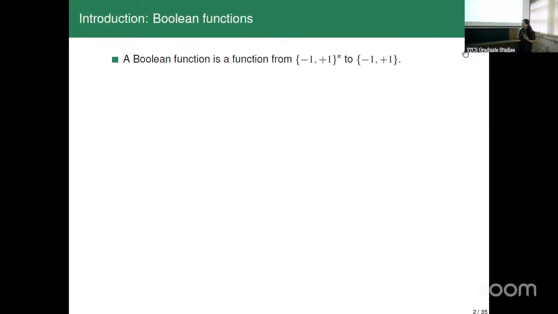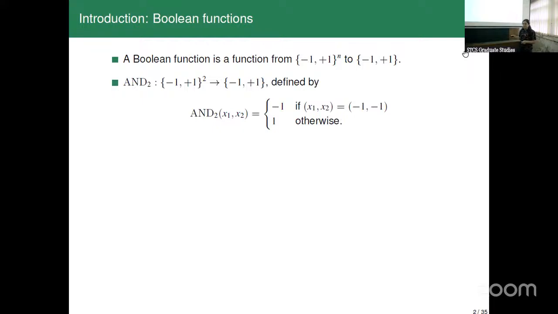So let me first state what a Boolean function is. A Boolean function is a function from {-1, +1} to the power n to ±1. Let's look at a few examples. The first one is AND of 2 bits. It takes the value -1 when both the bits are equal to -1 and it is 1 otherwise. So this is the truth table of the AND function.